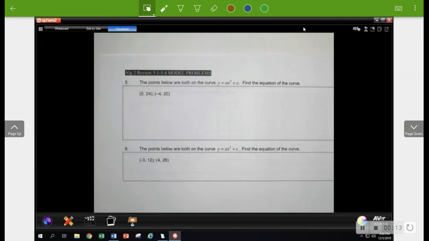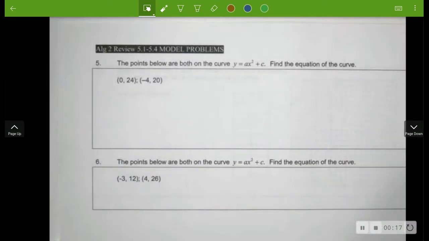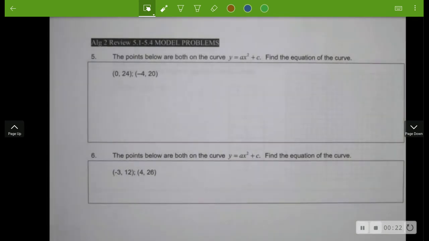So let me zoom in a little bit here and actually, maybe make it a little more visible there. Okay. Hang tight while I change the quality here. Okay. Looks like we're good.